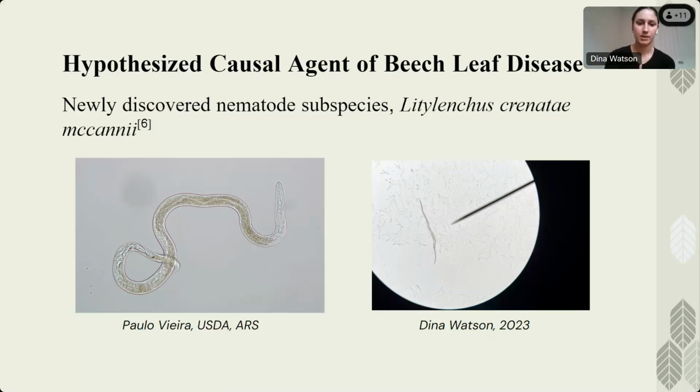This particular nematode that is causing beech leaf disease is Litylenchus crinitae mccannii, and these are two images of this particular nematode. The one on the right is actually one that I saw under the microscope while doing my investigation.